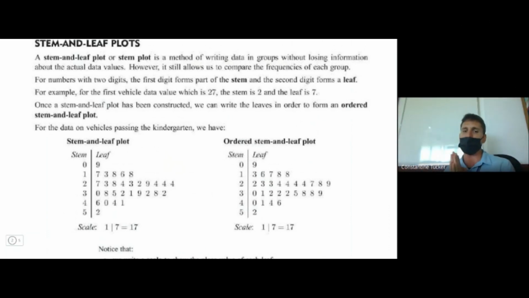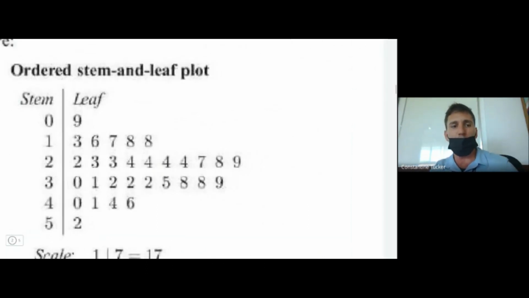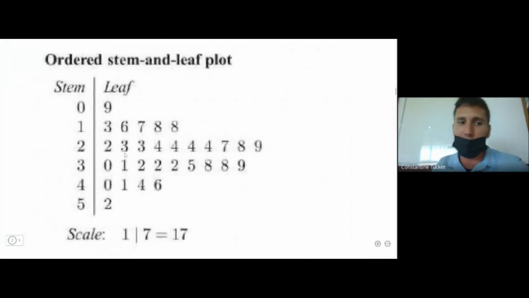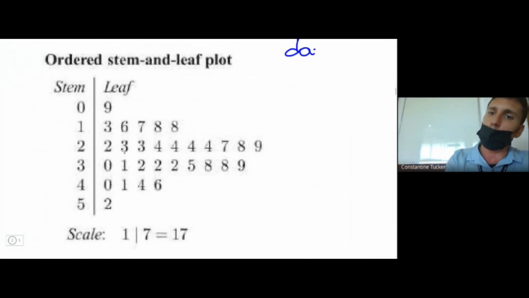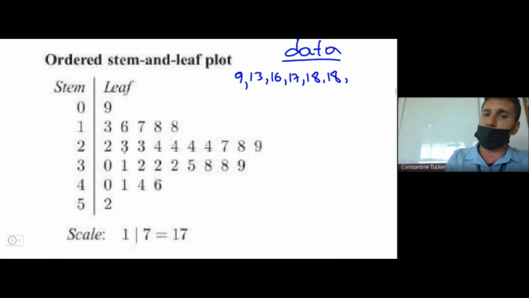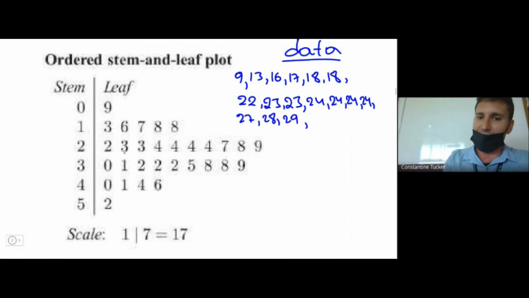Basically, what is the stem and leaf plot? It says this: I will take my data and now I will write it down this way. Now, what does this mean? What is my data? Let me explain. So my original data was this: 9, 13, 16, 17, 18, 18. Can you see what I'm doing here? 22, 23, 23. Can anyone notice what I'm doing? 24, 24, 24, 27, 28, 29. Yes, are you seeing it now? 30, 31. Okay, keep looking.